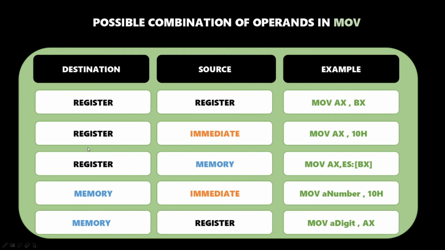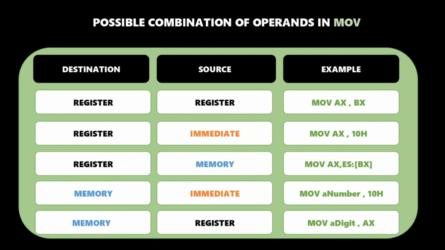Second combination that we can have is a register and an immediate. What is an immediate? Immediate is a constant hexadecimal number, suppose 10H, and register is AX, for example. Next combination that we can have is a register and a memory. So the value of a memory can be stored in a register using the MOV command. Next combination, we can have memory and immediate. So the value of immediate can be stored in a memory using the MOV. And at last, we have the memory and the register. So by the MOV instruction, we can store the value of a register in the memory.